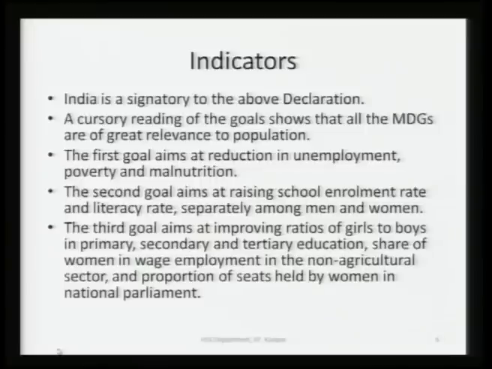When it comes to indicators, a cursory reading of the goals shows that all the MDGs are of great relevance to population. First of all, we must recognize this. Okay, I will also show you some figures regarding what the situation was and what we want to aim at.